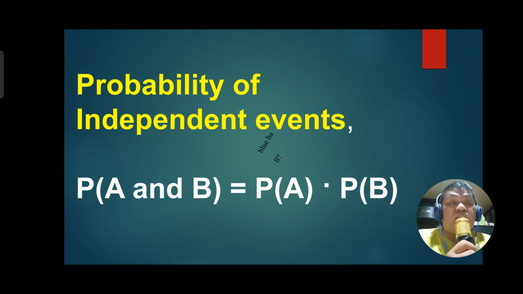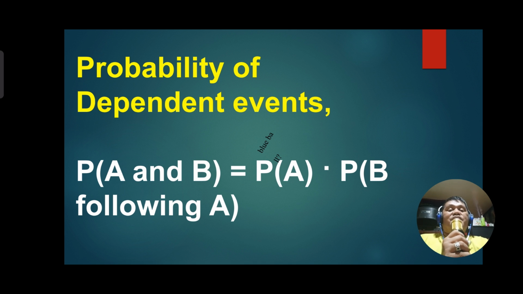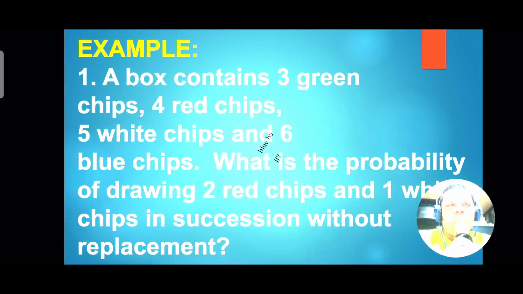We have the probability of independent events. The probability of event A and event B is equal to the probability of event A times the probability of event B. So that is the formula. We have the probability of dependent events. The probability of event A and event B is equal to the probability of event A times the probability of event B following event A. So anyway, we'll have an example.